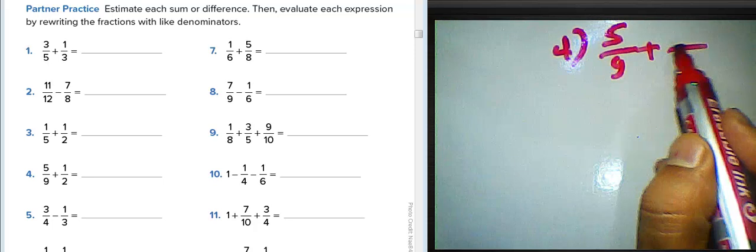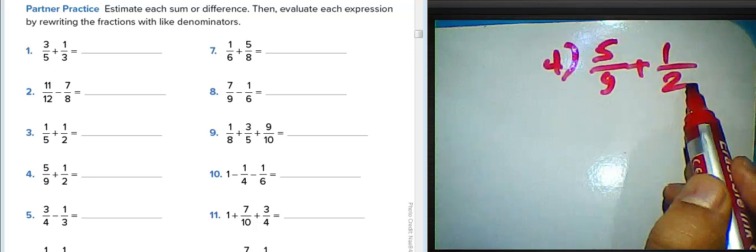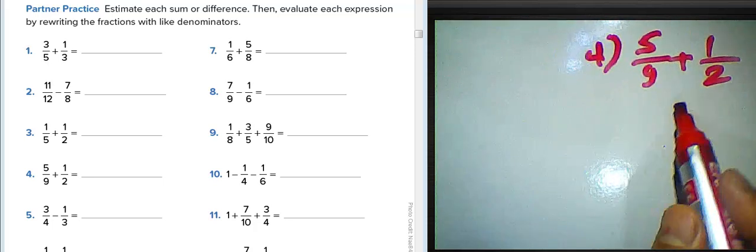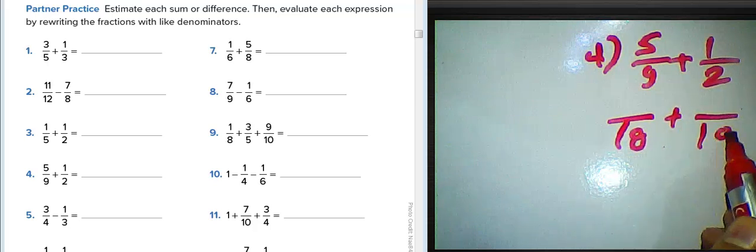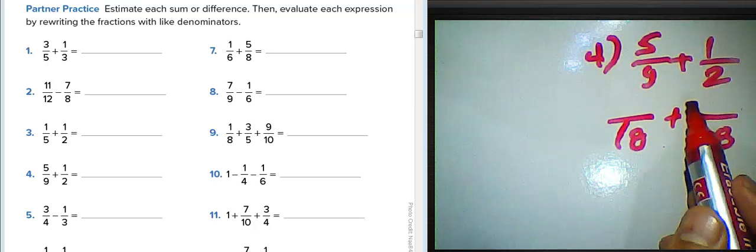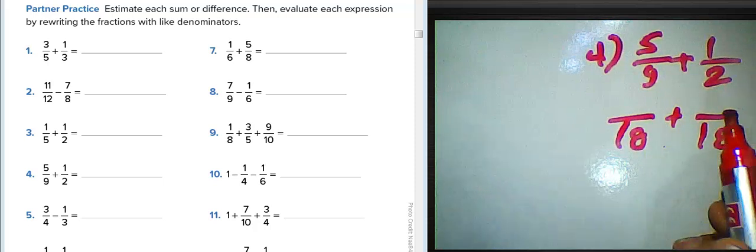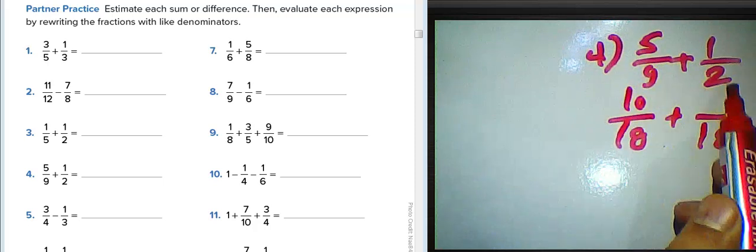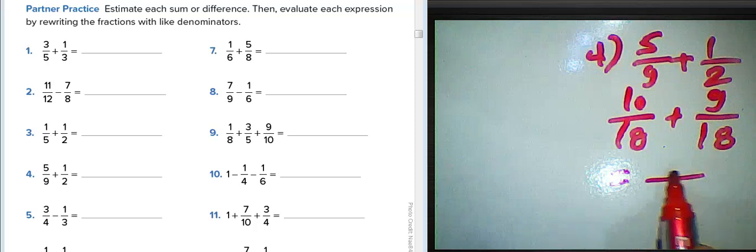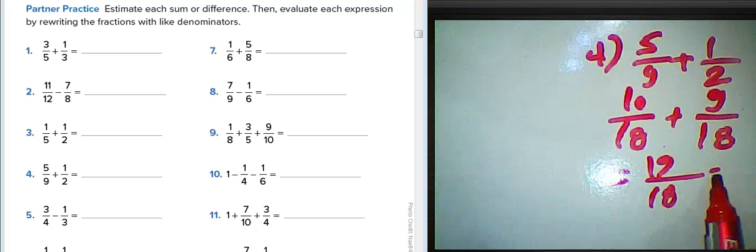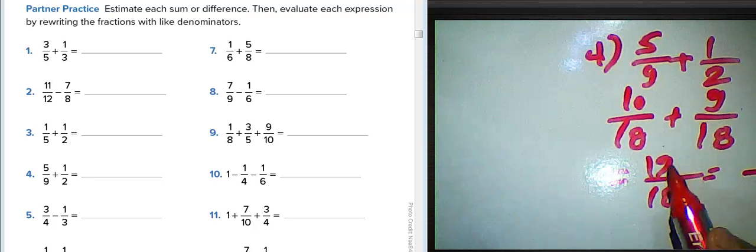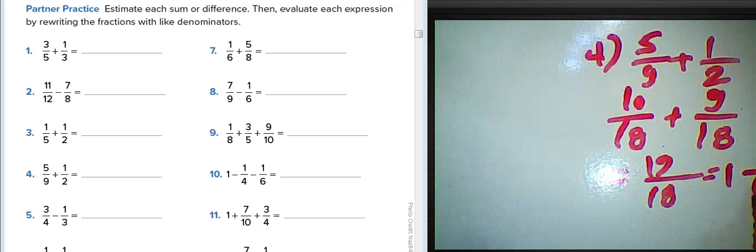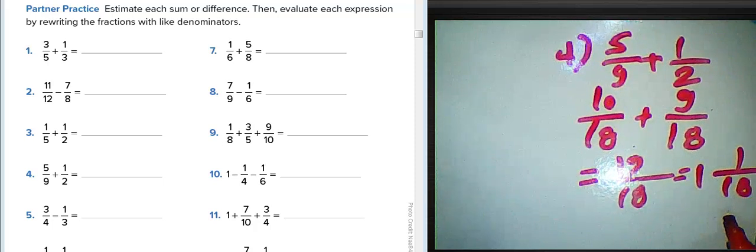5 over 9 plus 1 over 2. We can write the least common multiple between them. It will be 18. And the product of extremes equals the product of means. 2 times 5 equals 10, 1 times 9 equals 9. The result will be 19 over 18. It's improper, so we must convert from improper to mixed number. 19 divided by 18 equals 1 remainder 1. The result will be 1 and 1 over 18.